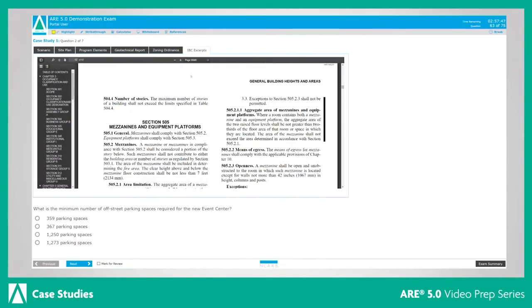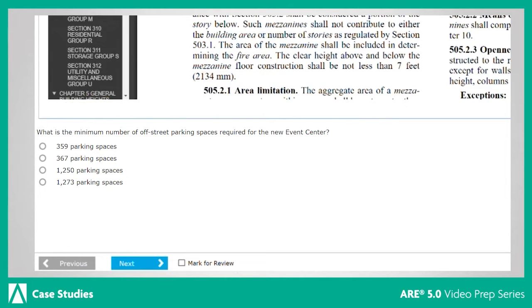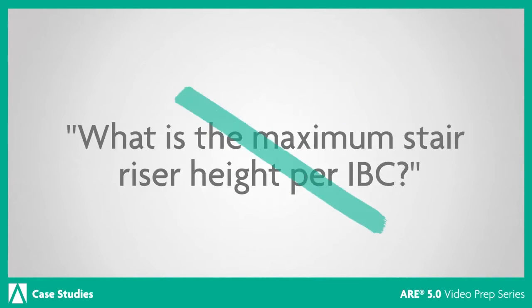Below the case study resources, you will find the question that needs to be answered. Case study items can include all four ARE 5.0 item types. To learn more about each item type, watch our other ARE 5.0 videos. To answer each item, you will need to pull information from the case study. Sometimes you will need to refer to the information pulled from multiple resources. Remember, none of the questions associated with a case study will ask you to find a piece of information and copy it directly as the correct answer.